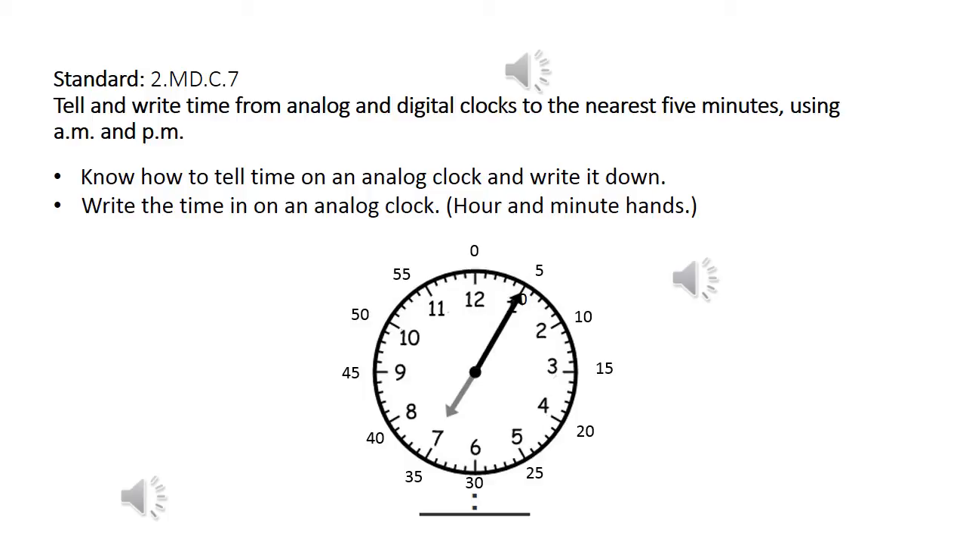Once students have mastered skip counting around an analog clock, it becomes easier to tell the minutes on an analog clock in 5-minute increments. We can now focus on the hour hand.